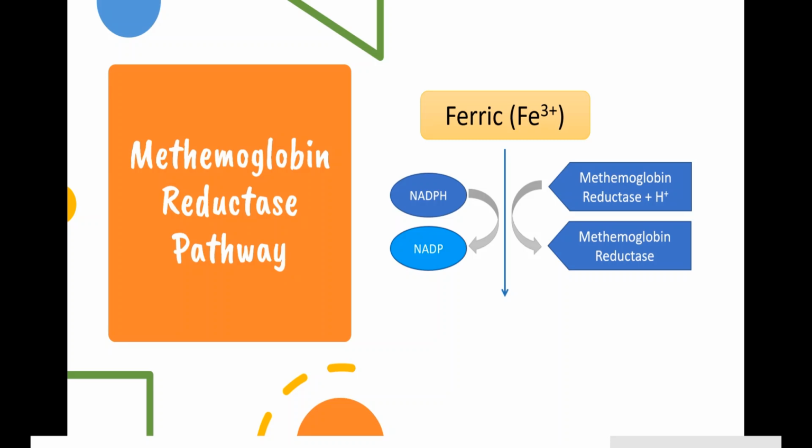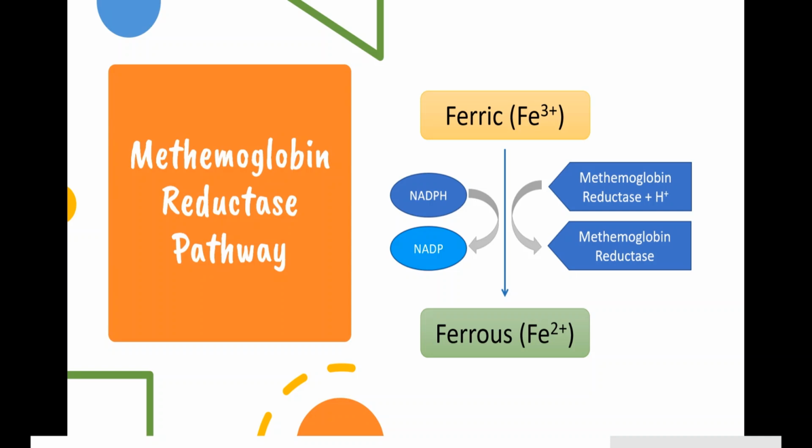NADPH may participate in the process of reduction here, but NADPH reduction is very slow. Methemoglobin reductase is more efficient when it comes to reducing iron from the ferric state into the ferrous state. NADPH may assist, but it won't be able to reduce iron as much as the methemoglobin reductase pathway. Methemoglobin reductase is otherwise known as cytochrome B reductase.